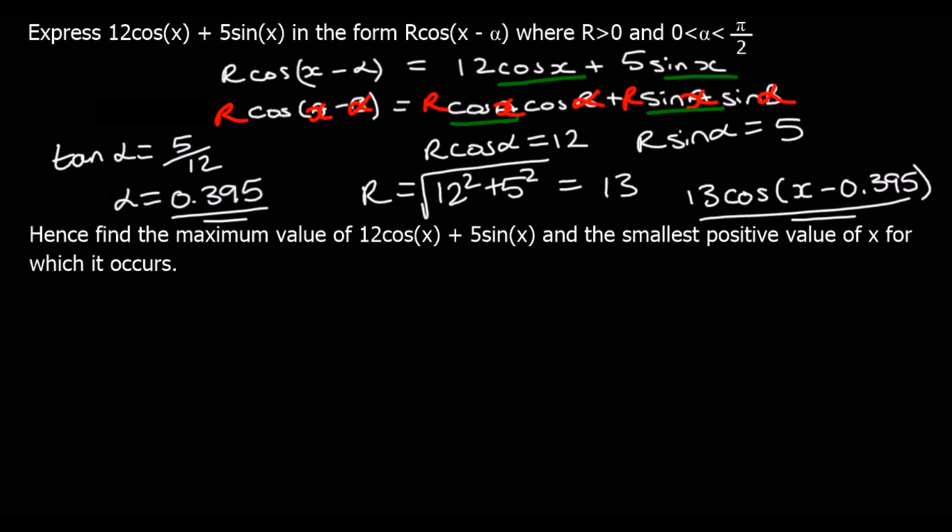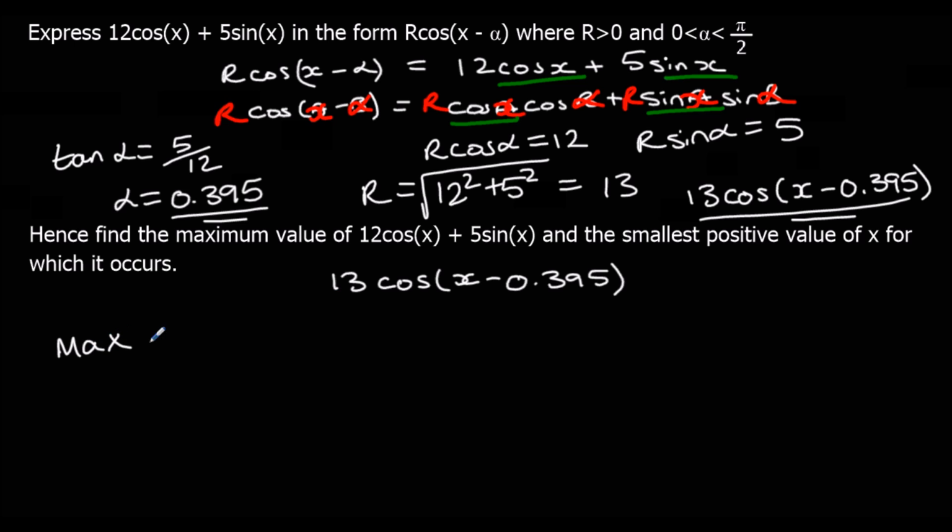Hence, find the minimum value of 12 cos x plus 5 sin x, and the smallest positive value of x for which it occurs. So the maximum value of the cos wave is normally 1, positive 1. But in this case, we've got 13 times the cos function, so it's multiplied by 13. So the maximum is now at 13. If we were asked for the minimum, that would be at negative 13.